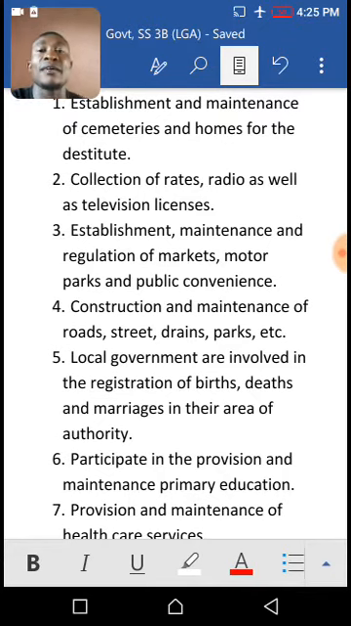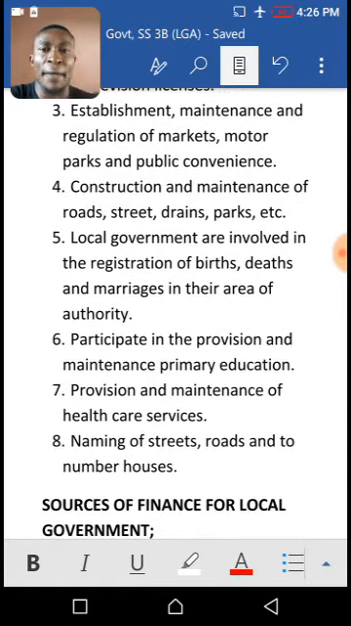Number 5, local governments are involved in the registration of births and deaths and marriages in their area of authority. They embark on the registration of birth and death rates in their locality. They work hand in hand with the National Population Commission to keep records and proper documentation of these death and birth rates.